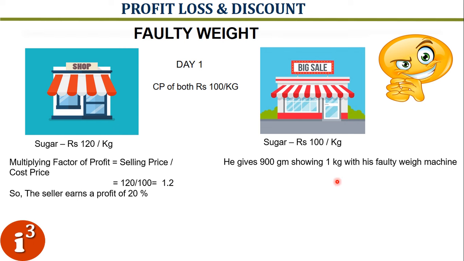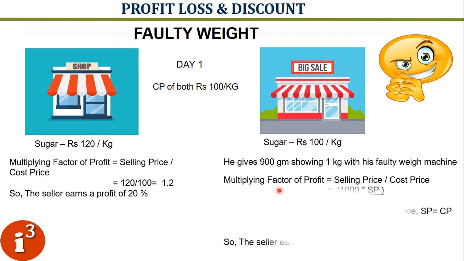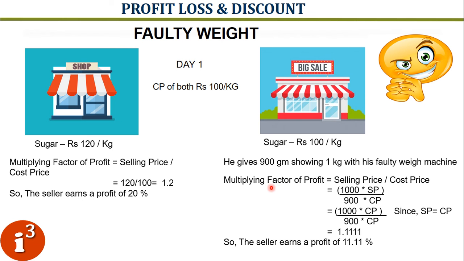But in this shop, he is selling 1,000 gram, means he is telling that it is 1,000 gram, but he is actually selling 900 gram. And he is selling at the cost price, because it is known that the cost price in both the shops is 100 per kg. He is selling it also at cost price, that is at 100 rupees per kg. So what will be the multiplying factor of profit in this shop? We'll always try to solve in this way, that is, multiplying factor of profit is selling price by cost price.